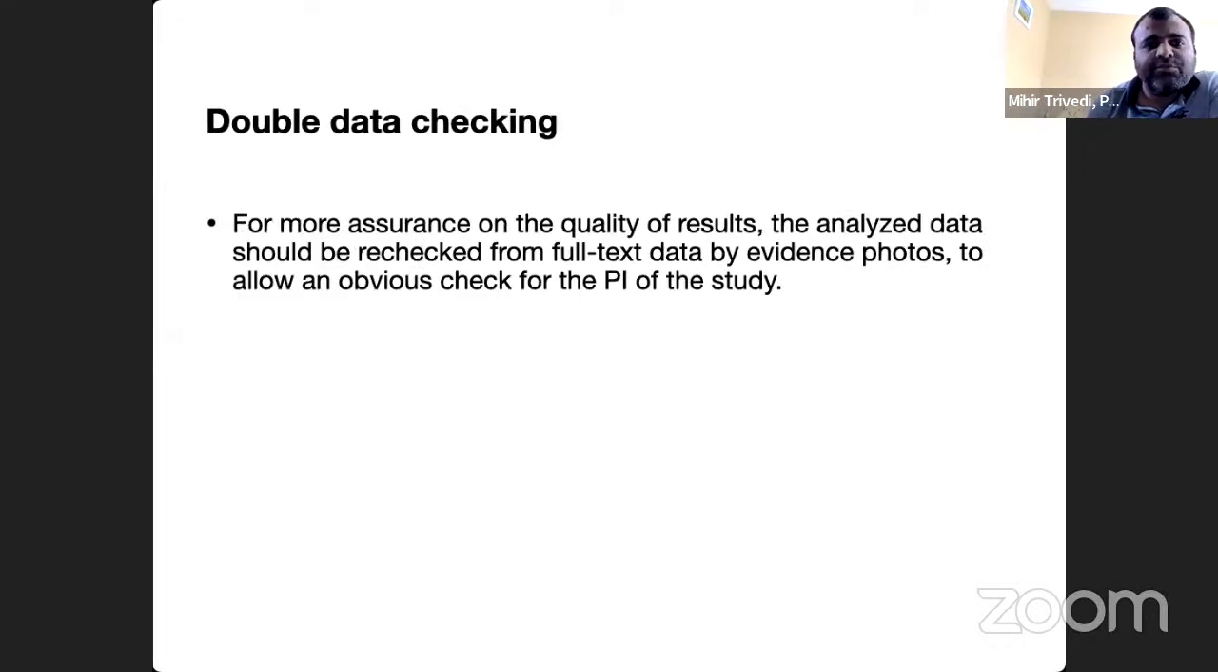Double data checking. For more assurance on the quality of results, the analyzed data should be rechecked against full text data by eyeballing to allow an obvious check for the PI of the study.